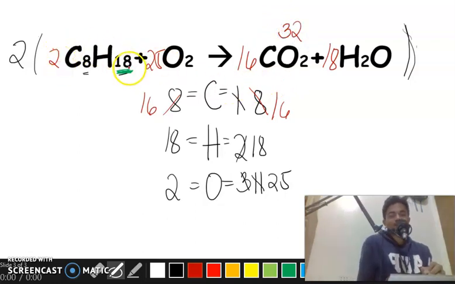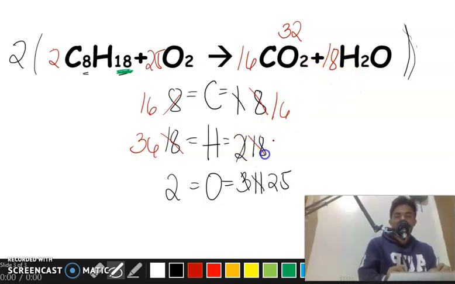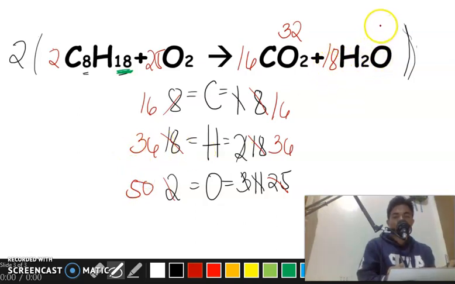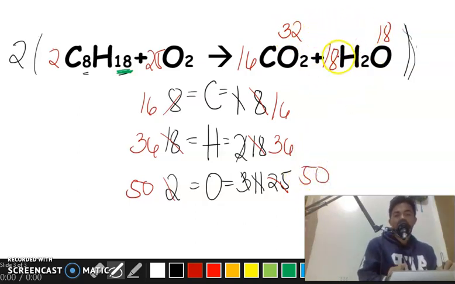So 2 times 18, it's going to be 36. So your hydrogen becomes 36. For your hydrogen, 18 times 2, still 36. Now, for your oxygen, 25 times 2 is going to be 50. Oxygen 18 times 1, that's going to be 18. So 18 plus 32 is 50 oxygen atoms. Anyways, that's how you balance this equation.